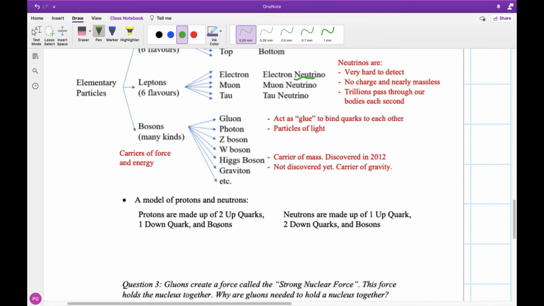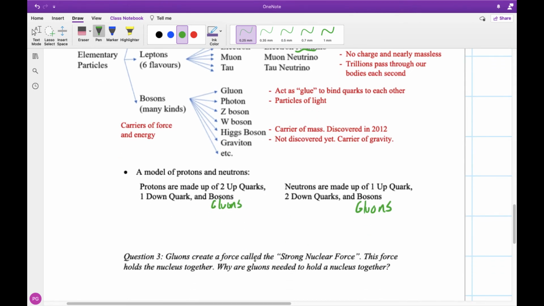So for example, protons and neutrons are made up of quarks. Protons have 2 up quarks and 1 down quark. Neutrons are made up of 1 up quark and 2 down quarks, and then they have some bosons. In particular, these are usually gluons, and this is what helps bind our quarks together. These gluons create something called the strong nuclear force, and this is what holds our nucleus together.